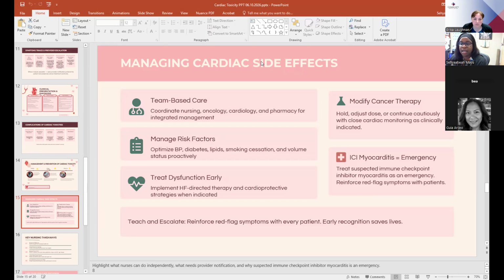clinically indicated. And then again, focusing on the ICI's myocarditis, which is emergent. So we want to make sure we're treating suspected immune checkpoint inhibitor myocarditis as an emergency.